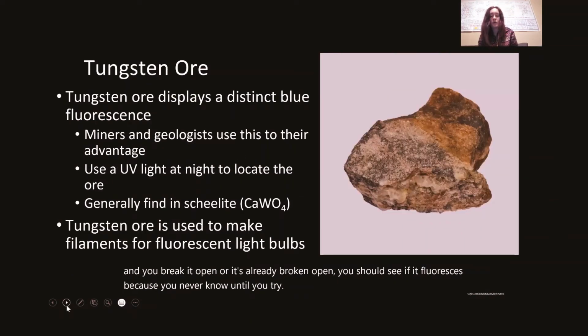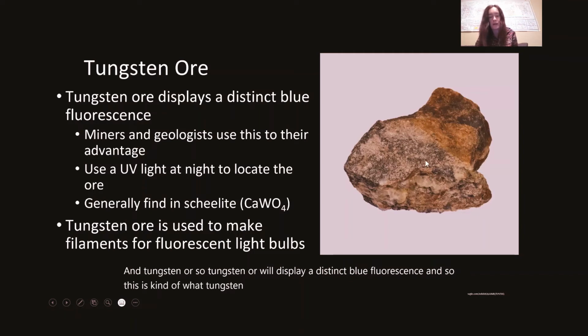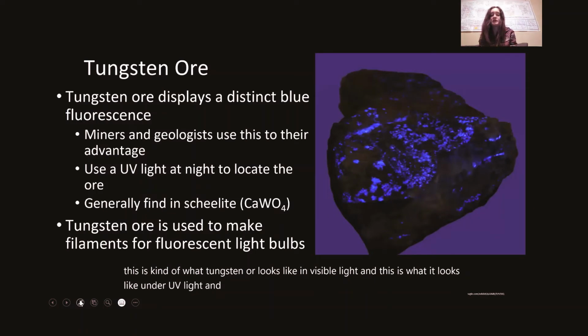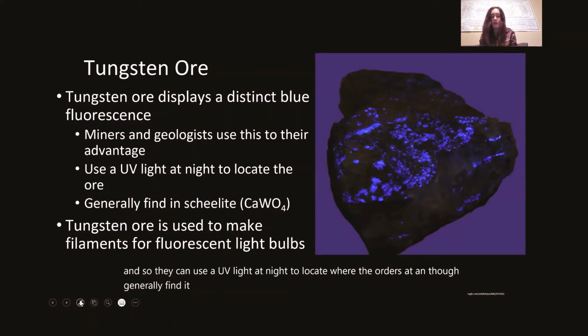And tungsten ore. So tungsten ore will display a distinct blue fluorescence. And this is kind of what tungsten ore looks like in visible light. And this is what it looks like under UV light. And so miners and geologists can use this to their advantage. They can use the UV light at night to locate where the ore is at. And they'll generally find it in scheelite, which I wrote its chemical formula there.